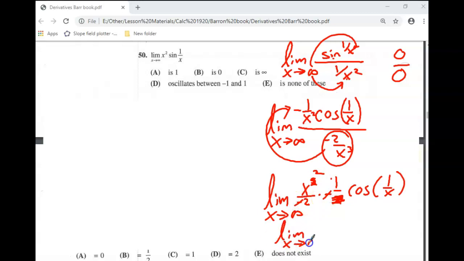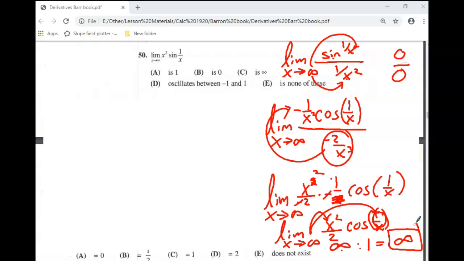And so now just continuing to simplify this. Now I've got x squared over 2 times cosine of 1 over x. Now I'm ready to do my direct sub. Okay, so if I do my direct sub, that's going to be infinity over 2, which is just infinity. And over here, plugging in infinity on the bottom, that becomes 0. And cosine of 0 is 1. Infinity times 1 is not indeterminate. Infinity times 1 is infinity. And so there's our answer.